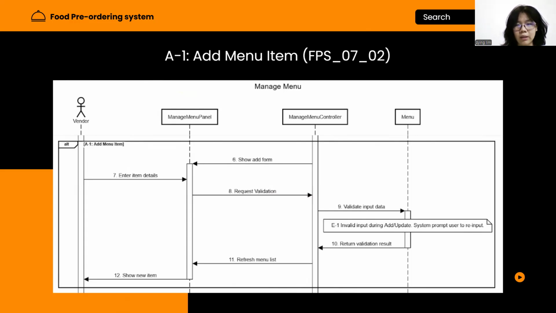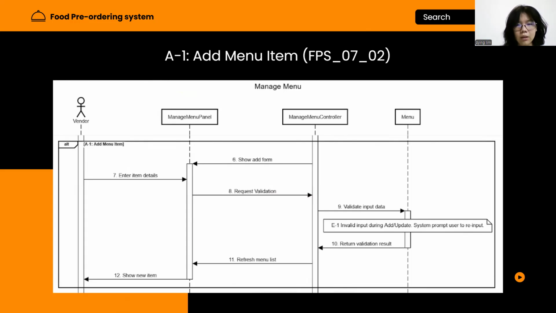Step 9, validate input. The controller asks the menu component to check required fields, data types, and price format. Okay, now there's an exception, which is invalid input. If validation fails, the system prompts the vendor to correct the errors and resubmit the form. Step 10, return result. On success, the menu returns the positive validation outcome.